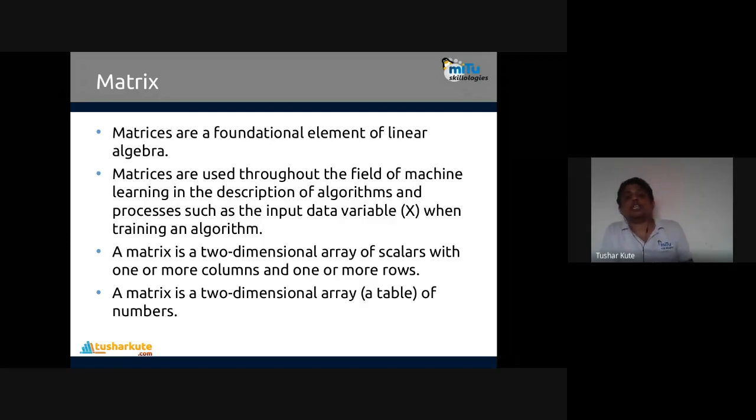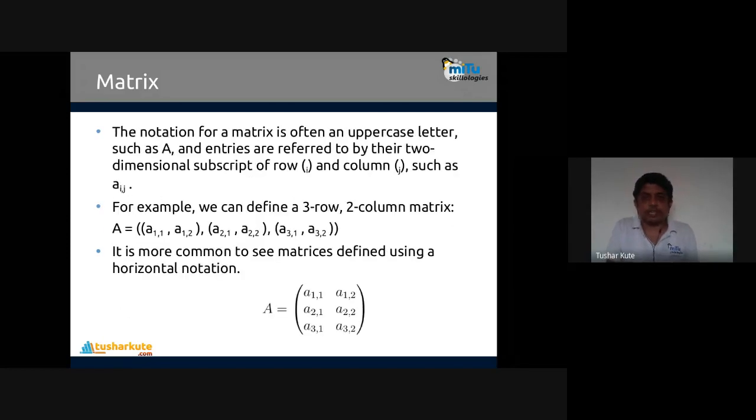Whatever data set you pass, except for linear regression, almost every machine learning algorithm requires data in a 2D format. That is what a matrix is. A matrix is a two-dimensional array of scalars with one or more columns and one or more rows. N rows and m columns are possible. Remember, a two-dimensional array or table of numbers is called a matrix. Let's see the details about the matrix now and the operations that we can do with its help.